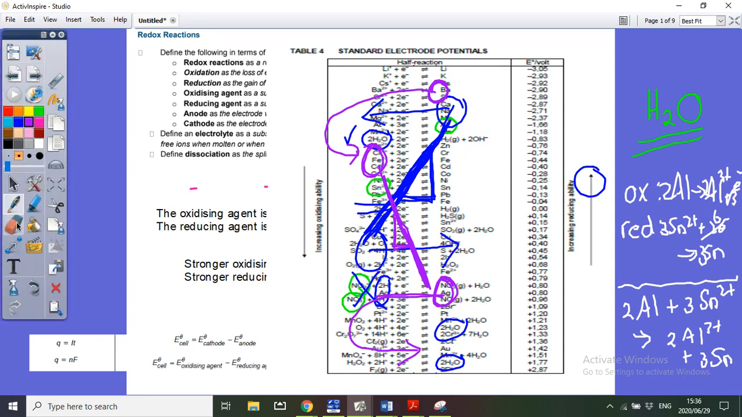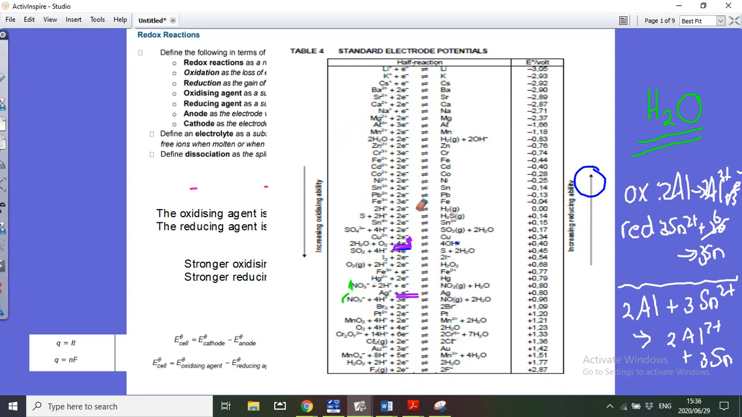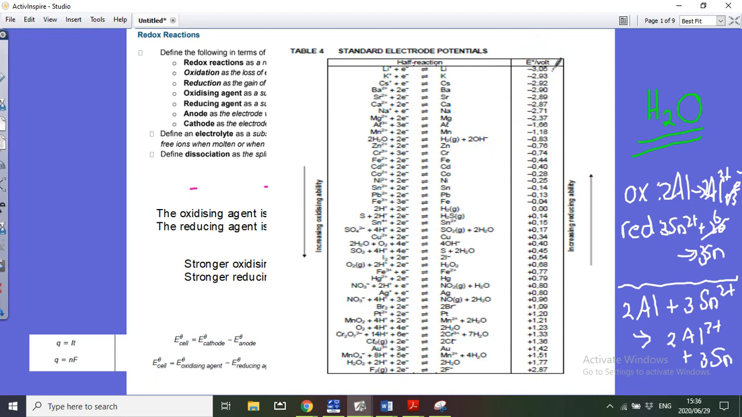You can go and do it properly, and you can quickly go and work out the E naught value. The E naught value is the standard electrode potential, and these values are at standard temperature and pressure and concentration. Standard conditions means the temperature of 25 degrees Celsius, a concentration of 1 mole per cubic decimeter if it is a solution, and a pressure of 1 atmosphere if it is a gas.